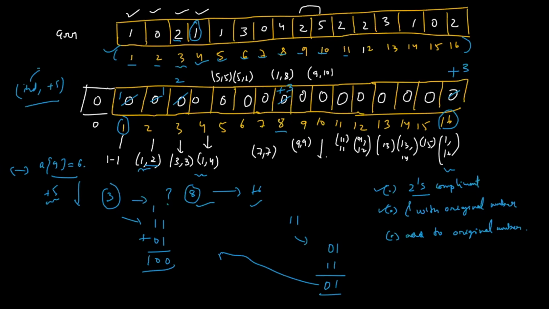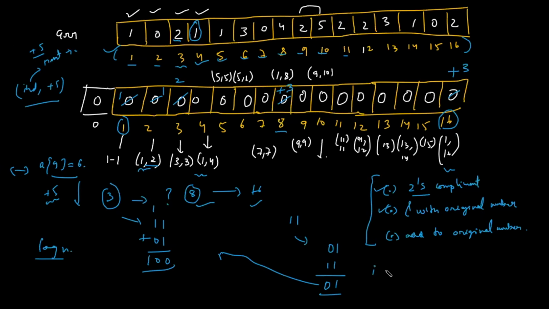So starting from index, you move to its next, then to its next, then to its next, till it doesn't cross its boundary. And for every one, you're adding plus 5. So this is the way to do an update operation. And this will be nothing but a log n operation. So you have understood how to do an update operation.